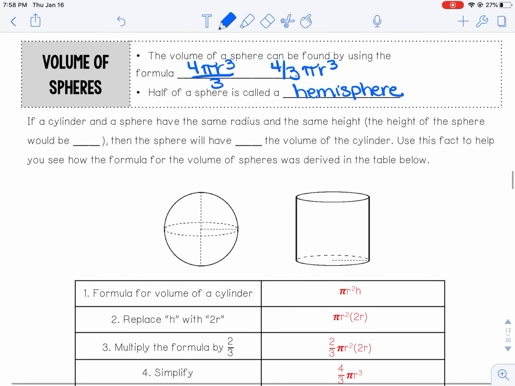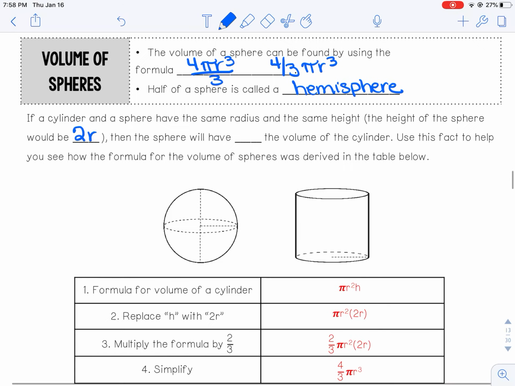Okay, so if we have a cylinder and a sphere that have the same radii and the same height, and the height as far as a sphere goes is going to be 2 times the radius, which is actually your diameter, right? Then the sphere is going to have 2/3 the volume of a cylinder. So what you know so far is that a cone is 1/3 the volume of a cylinder, and a sphere is going to be 2/3 the volume of a cylinder.